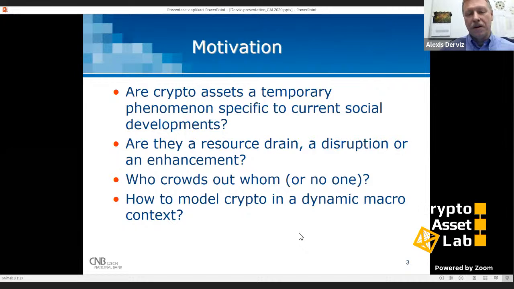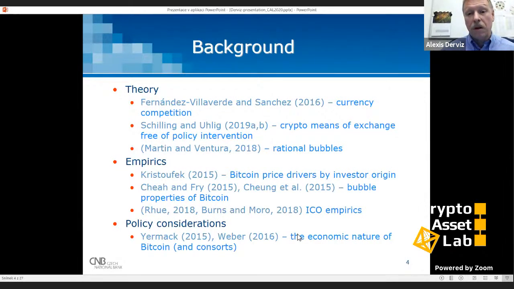Will there be some kind of resource drain, or maybe, from a monetary policy perspective, some kind of enhancement? What actually awaits the economy if it is equipped in parallel with both traditional and crypto assets? So the immediate question was how to model it so that the economist community understands it sufficiently.